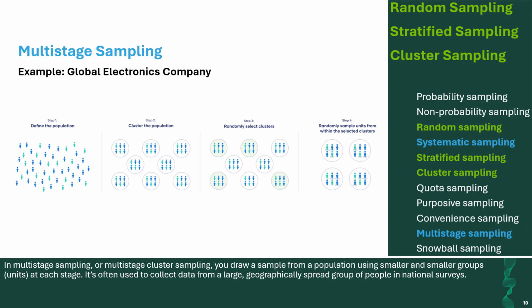In multi-stage sampling, which you have an illustration of here as well, or multi-stage cluster sampling, as you may call it, you draw a sample from a population using smaller and smaller groups or units at each stage. It's often used to collect data from a large geographically spread group of people in national surveys.